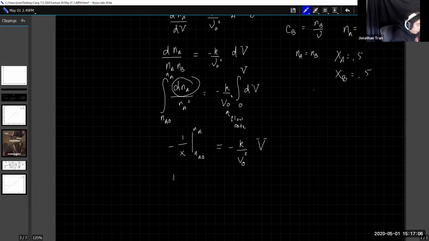And so when we evaluate this integral, we get 1 over NA naught minus 1 over NA. There was a note about the question here: is X just NA? There was a note about the improper form, a kind of lazy math form that we're using when writing these differential equations. Typically, we would not write NA as part of both the differential and the integral.